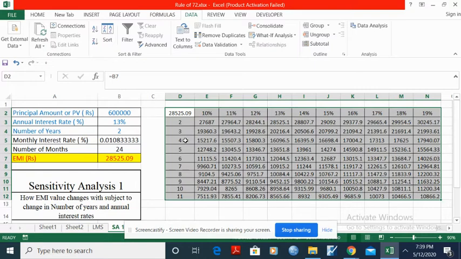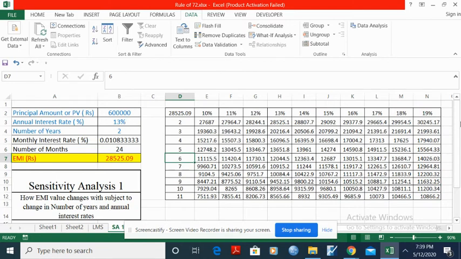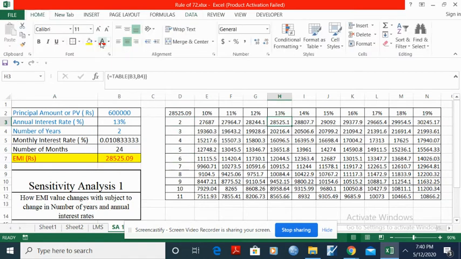The sensitivity table is ready. So what does it mean actually? How do you verify the sensitivity table is correct? We already did the calculation for 2 years and 13 percent. See here, for 2 years and 13 percent, the value shown is 28,525. Here also 28,525 we already calculated. So what is the actual meaning of this cell? For a 15 percent annual interest rate for a 6 year period, the EMI value is 12,687.